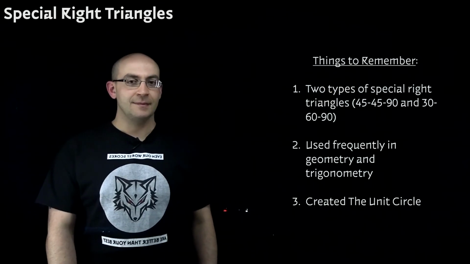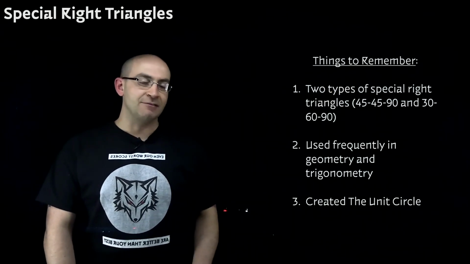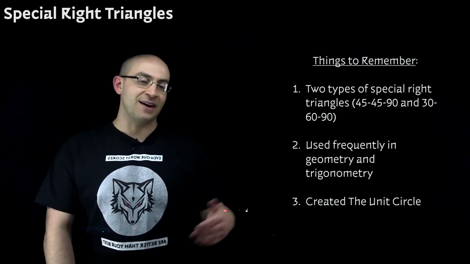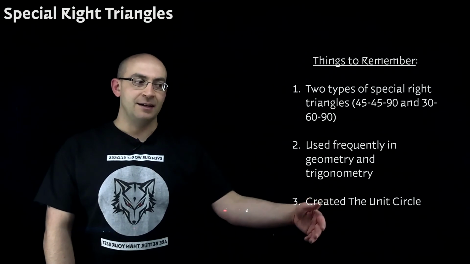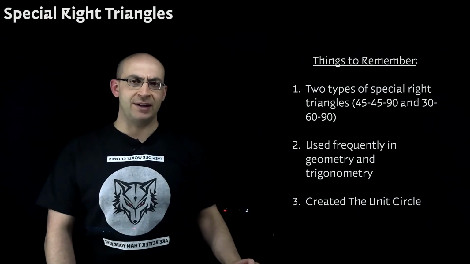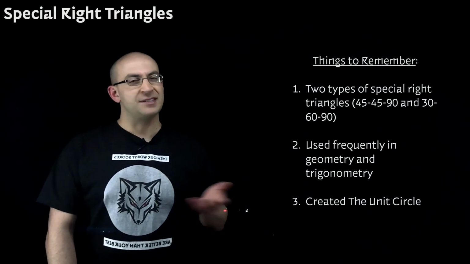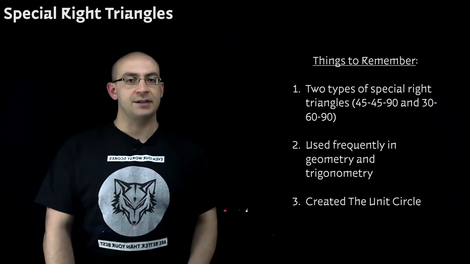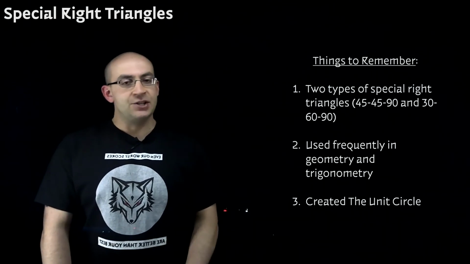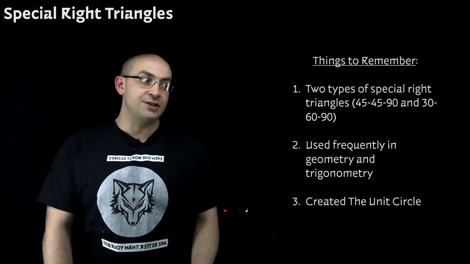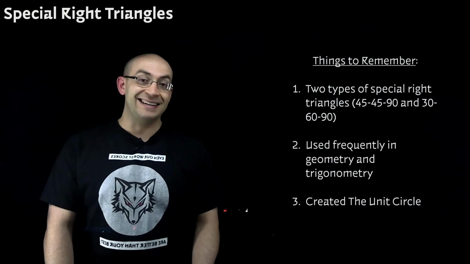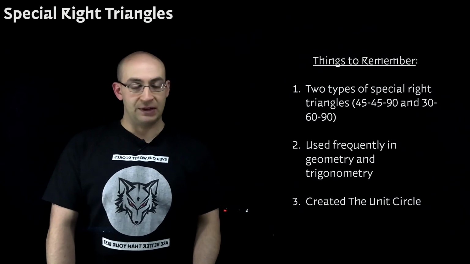Moving on. Okay, some things to consider and remember when we talk about special right triangles. Number one, there are two of them, 45, 45, 90 and 30, 60, 90. As long as you remember the 30, 60, 90 in terms of x, 2x, and x root 3, you're good to go. 45, 45 is a little bit easier because you know both legs are going to be x and the hypotenuse is going to be x root 2. Number two, they're used frequently in geometry and trigonometry. We use these two special right triangles all the time. And number three, we use them so often that it is the basis for how we created the unit circle.